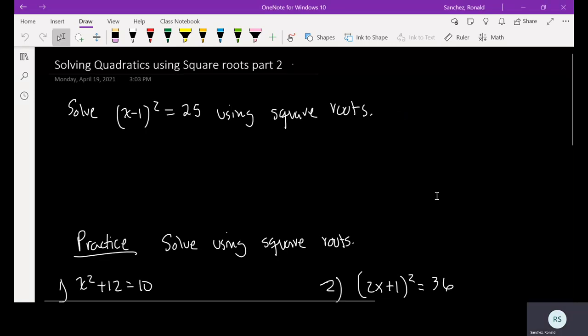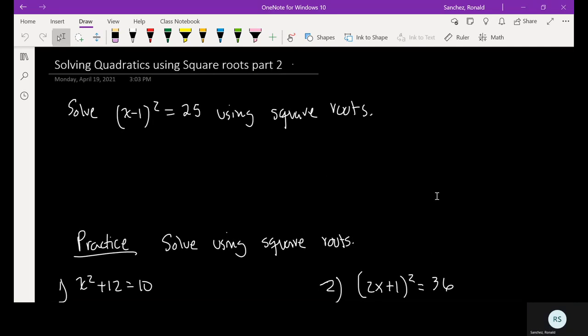All right, we continue with solving quadratics using the square roots, and this is the second part of another video that we did before. So if you have not watched it yet, go ahead and watch this video that is going to show up here, and then come back to this video so that you can get some practice done. So let's take a look at this example.